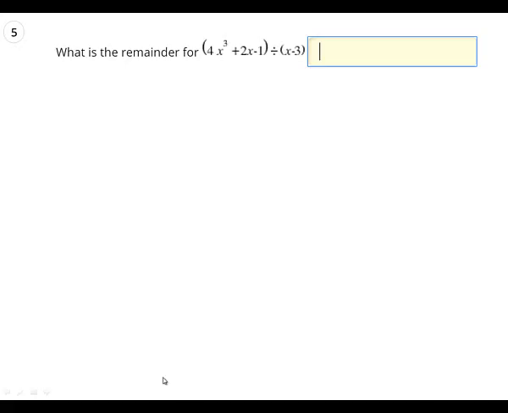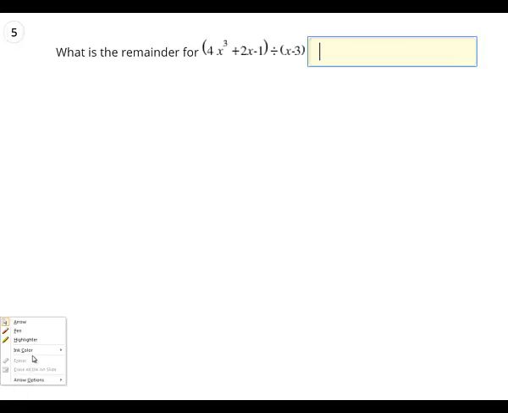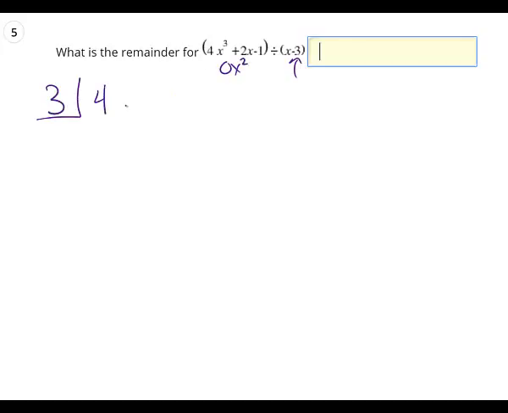So to do number 5, all they want us to do is the remainder. And to do the remainder, we can use synthetic division. It doesn't tell us whether we have to do synthetic or not. I remember when it's inside parentheses, we change that sign, so it's going to be 3. It looks like I'm missing a squared term, so I've got 4, 0, 2, negative 1. I'm going to drop the 4.